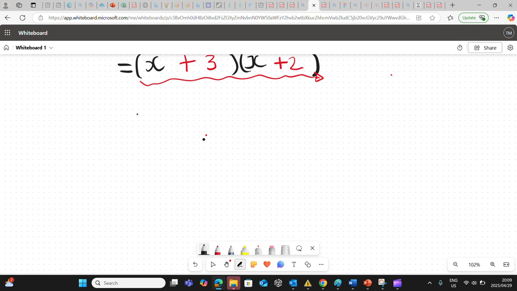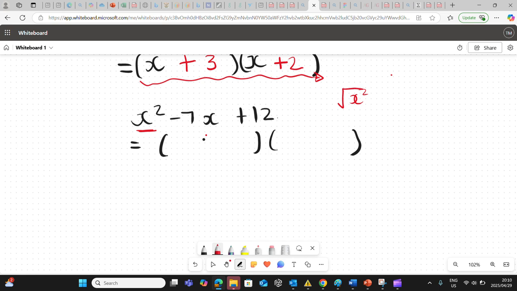Another example. So what if we have x squared minus 7x plus 12? How will we factorize this? Again, you open your two brackets. If you remember from the first step, you always take the x squared and square root it, and you're going to get x. That x goes in the first position of both brackets.